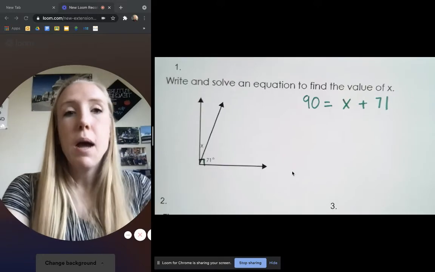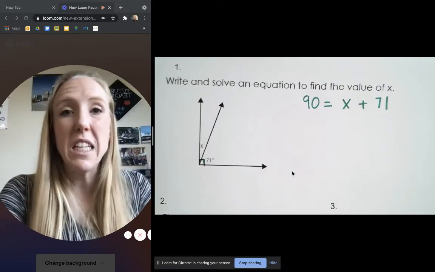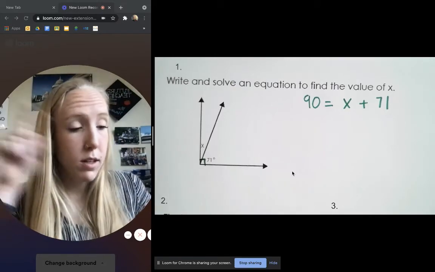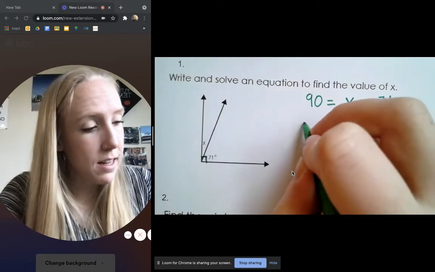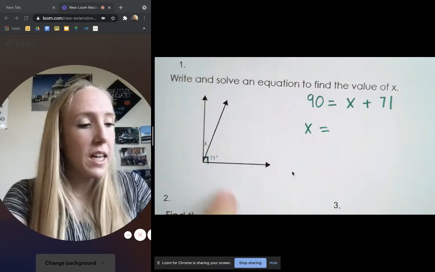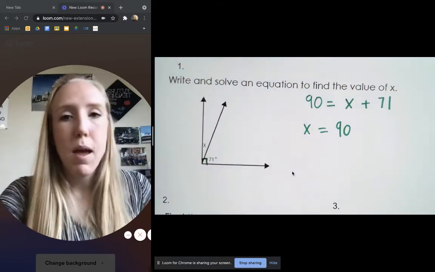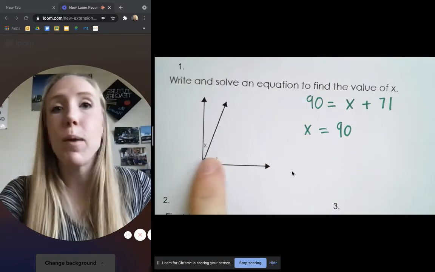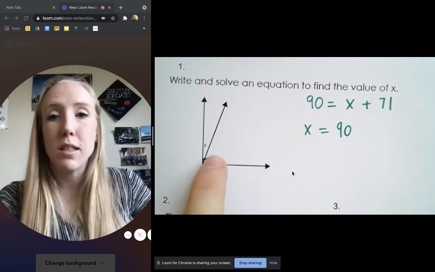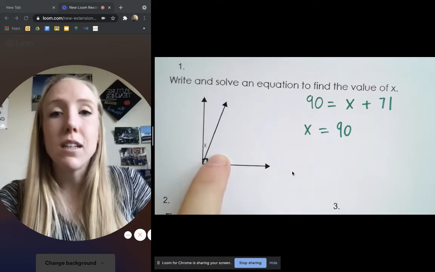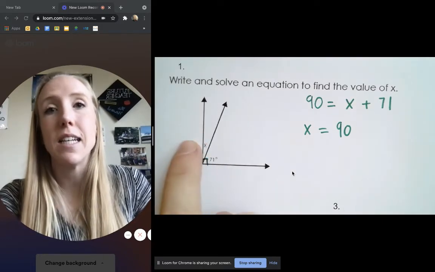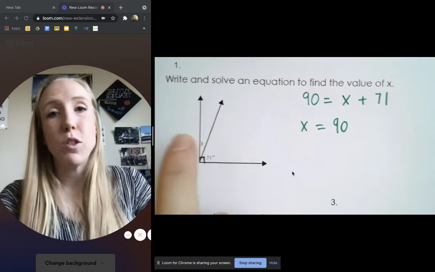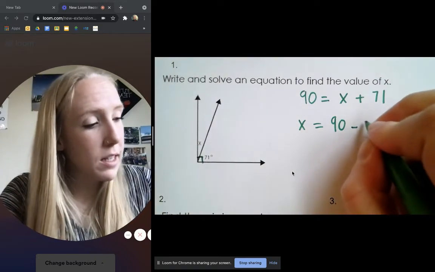Okay, so here's an equation. But there's another way that we can write this equation that might be easier for you to solve. I know that the whole thing together is 90 degrees, but x is whatever is left over after we get rid of this 71. So 71 degrees is made up by this angle, and the rest of it is x. We want to figure out what x is to get to 90. So we want to know how much more we need to get from 71 to 90. So what we can do is subtract 71.